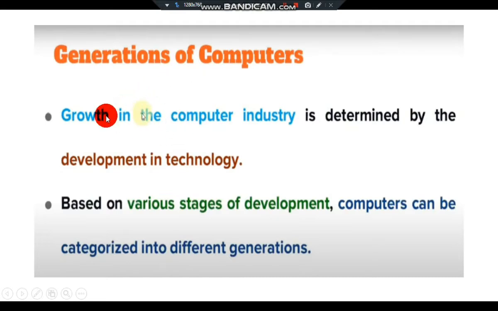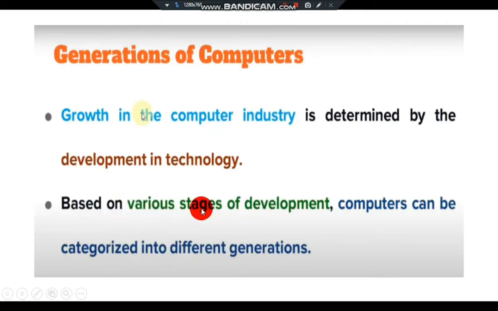Okay, now you can see the points. Growth in the computer industry is determined by the development in technology. So how can the growth be determined? By using the development technology. What are the technologies used to develop the computers?